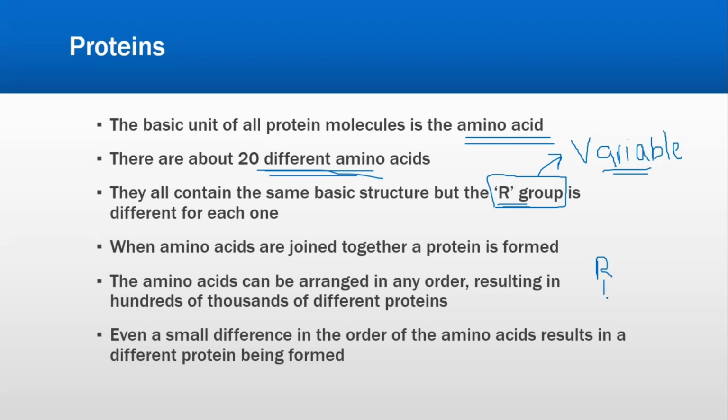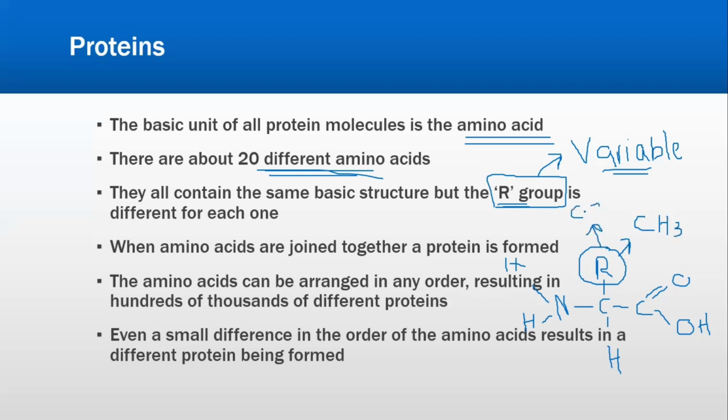I'll draw it over here. This is an amino acid. ये मैं एक amino acid draw कर रहा हूँ. On one side we have an NH2 group. On one side we have a carboxylic group. लेकिन जो ये R group है, this R group is different in all amino acids. For example, this R group can also be CH3. This R group can also be COC.